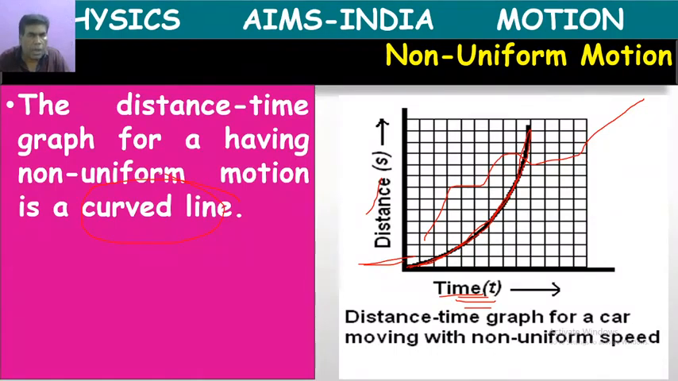Suppose if anybody asks you how to represent non-uniform motion on graph paper, what do we have to tell? We can represent it with a curved line. How to represent uniform motion? With a straight line. So the same kind of motion we are representing on the graph. But on the graph, what do we have to take care of? There should be an x-axis and a y-axis. On the x-axis, you have to mention time. On the y-axis, you have to mention distance, and you have to draw a curved line. Okay.